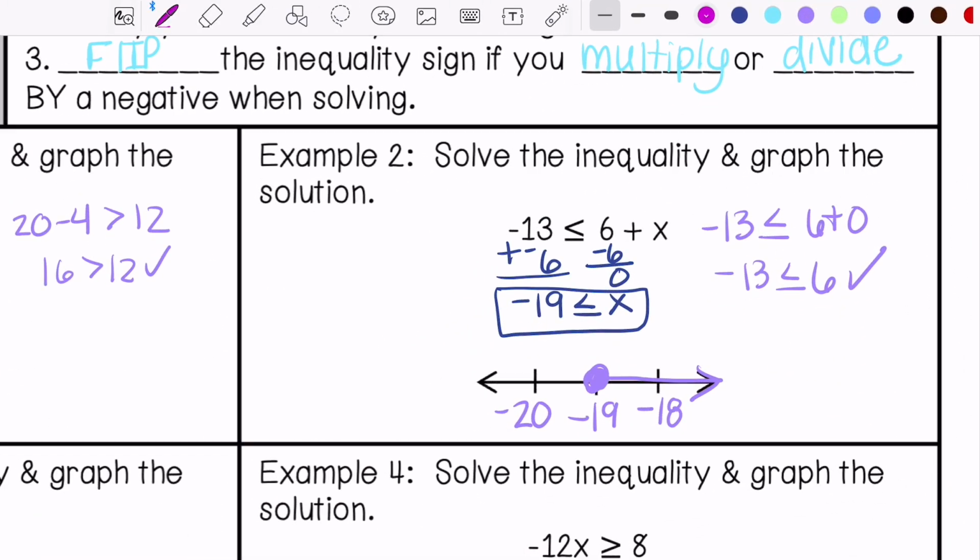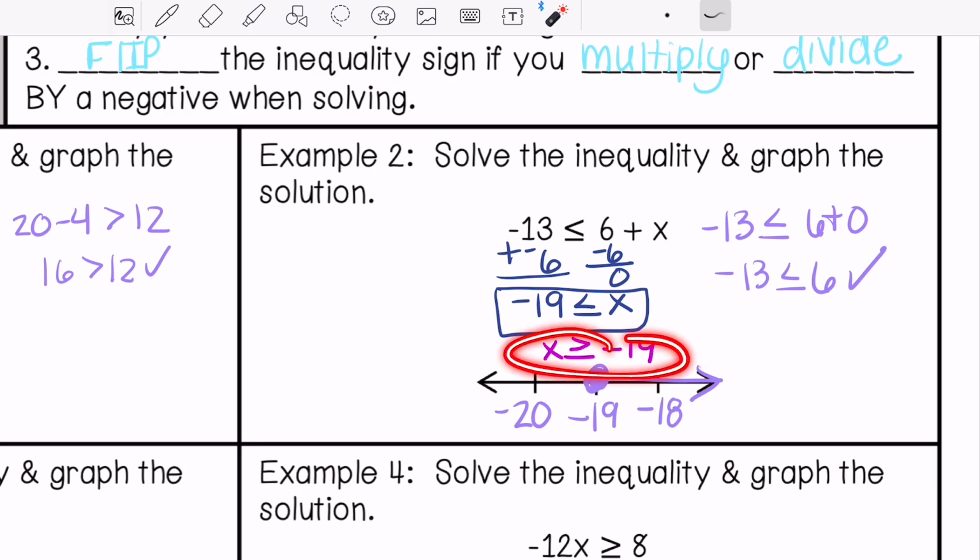Now, you can rewrite this. Just make sure that your inequality, in this case, the mouth is facing the x. I still want the mouth to face the x. Some people will talk about how the inequality is going this way, so the arrow is going this way. This only works if x is on the left, so you need to rewrite it if you're going to do that.